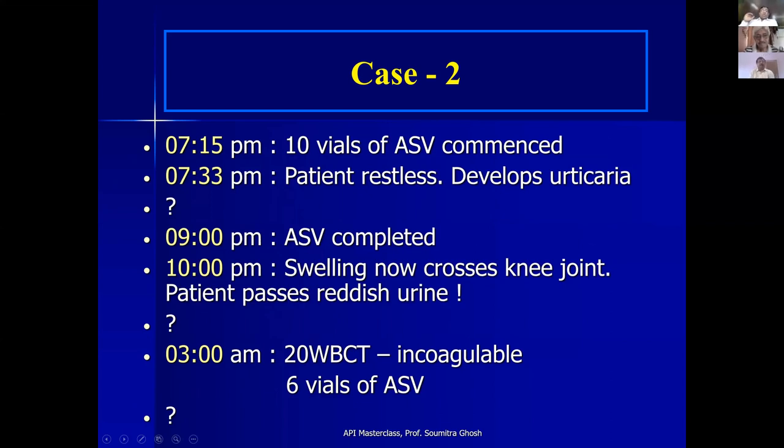So progression is still there. Still, we did not give the second dose of ASV because we'll have to wait for 6 hours. At 3 p.m., 20 WBCT again done. It is incoagulable. 6 vials of ASV given. So after the completion at 4 o'clock, we'll have to repeat the test at 10 o'clock again, and then we can act. We cannot be very hasty, as the patient has developed reddish urine or the swelling has crossed. So we'll have to wait for some time.